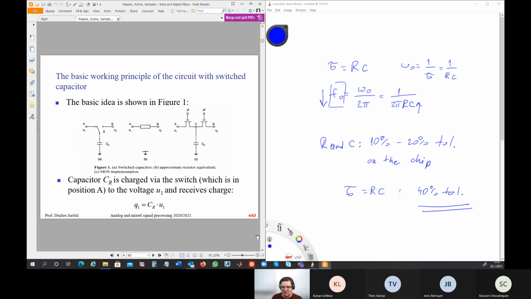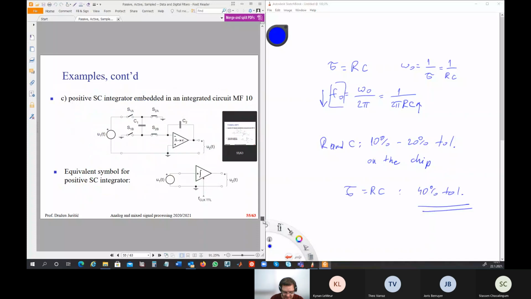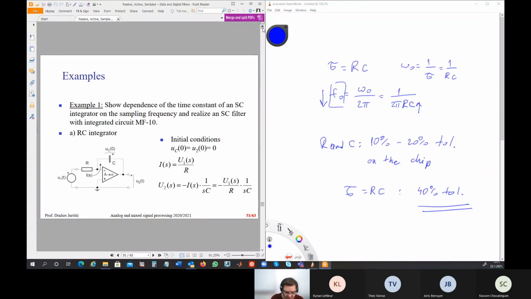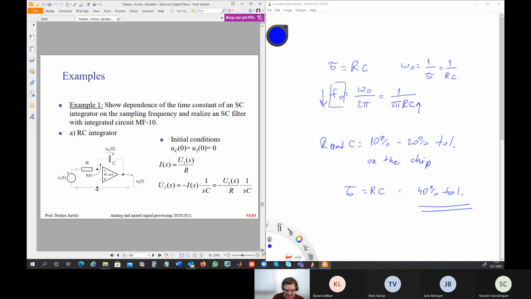Before we continue to slide 4, we will look at the example at the end. So here is example 1. This is the book which I will tell you about later, where you can learn all the theory about switched capacitors. The example says: show dependence of the time constant of a switched capacitor integrator on the sampling frequency and realize a switched capacitor filter with the integrated circuit MF10. What is MF10? You can buy it somewhere.